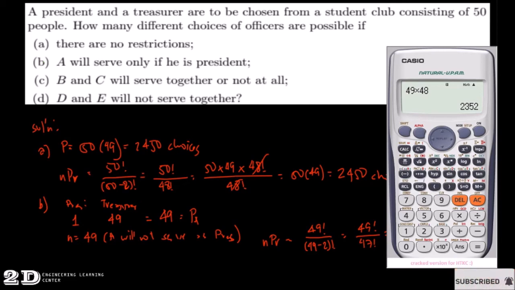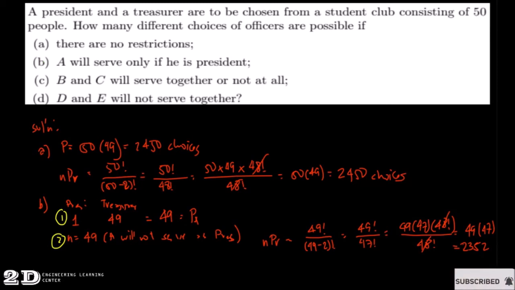So 2352 choices. Because we have two conditions here, this is the first condition in which student A is elected as president. So that will be our PA, and this is also our second condition in which student A is not selected as president, therefore he will not serve at all, even as treasurer. So this could be our P not A, and this is equal to 2352.